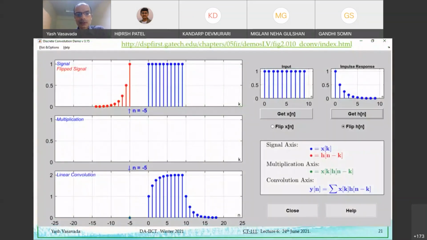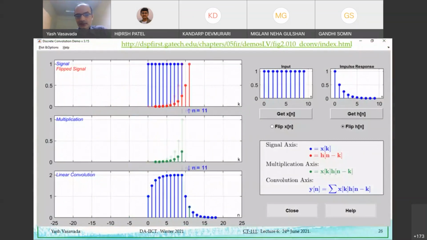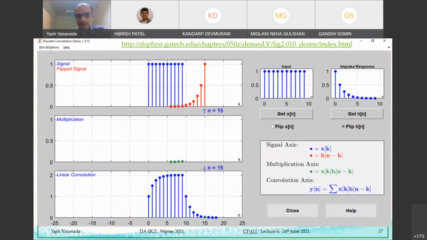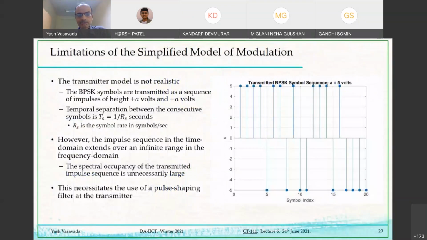Okay. And the last thing for today is, okay, we looked at the convolution operation in many different ways. We tried to understand it using different viewpoints. Now let us see where convolution becomes useful. So now we come back to our topic of modulation.